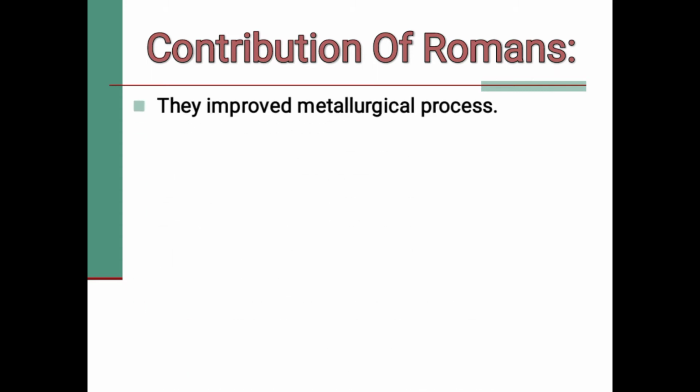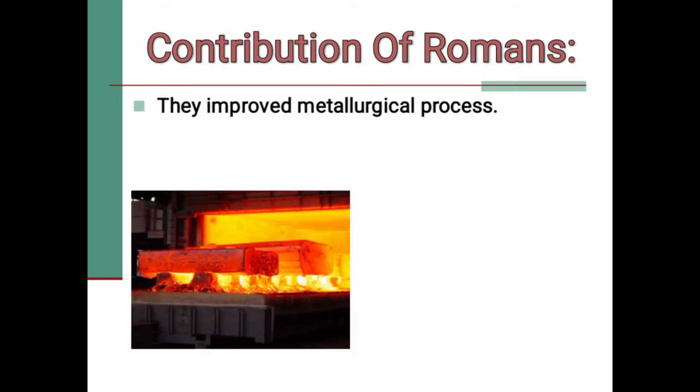Now after that the Roman era started, and what were the contributions of the Romans? Number one, they improved metallurgical processes. What is metallurgy? Metallurgy means extraction of metals from their ores to make pure, or you can say refined, metals. Metallurgy is basically a technique to extract metal from a natural rock. How will you extract pure metals from the ores? That technique is called metallurgy. And the processes used for this purpose were introduced by the Romans.